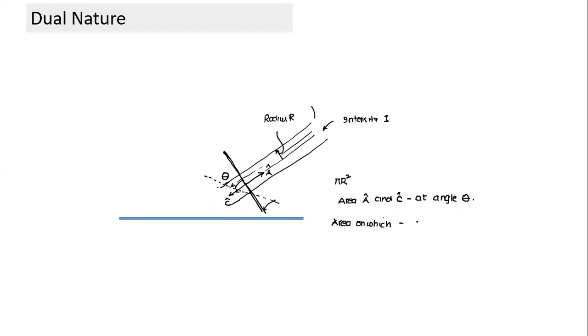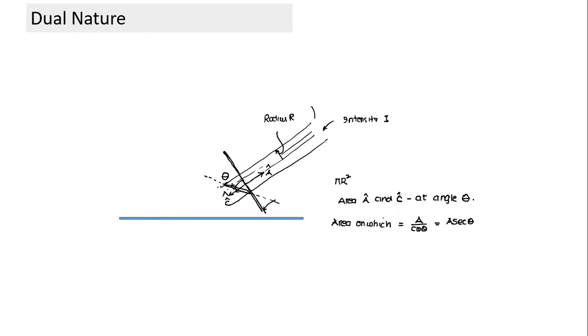Very good. The area will become A by cos theta, because this area is the projection and this is equal to A. So A dash cos theta is equal to A, and so basically it will be A secant theta. Are you clear? It will be A secant theta. That's the area.